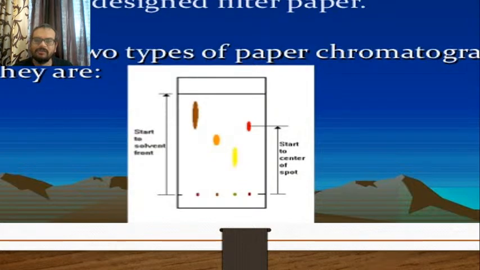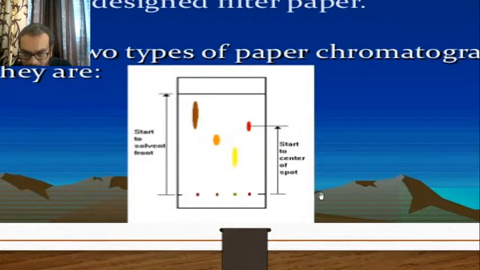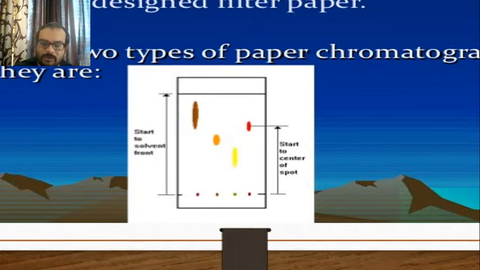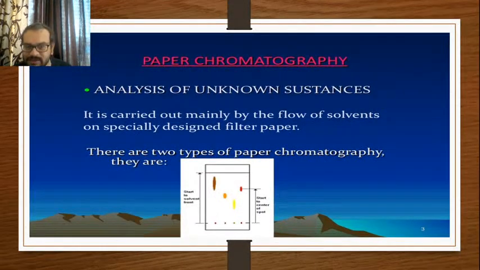Okay, so this is the way by which you can determine the unknown substance, by comparing its traveling distance with the reference. It may be this, it may be this, or it may be this, depending upon the spot you have kept for reference purposes. So by comparing it with the reference, you can easily determine the unknown substance.